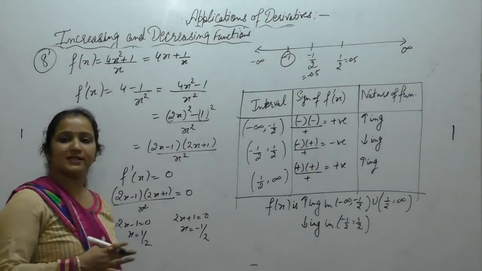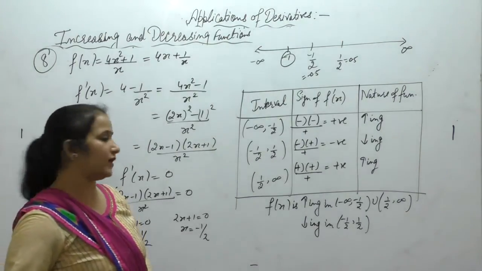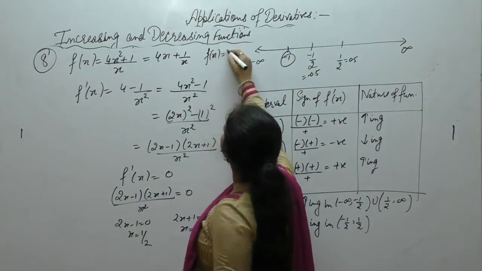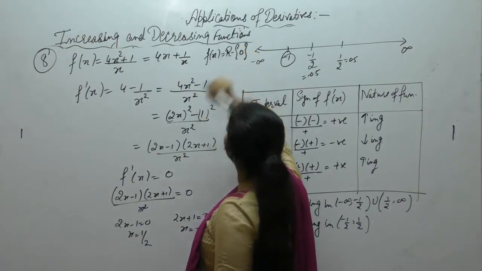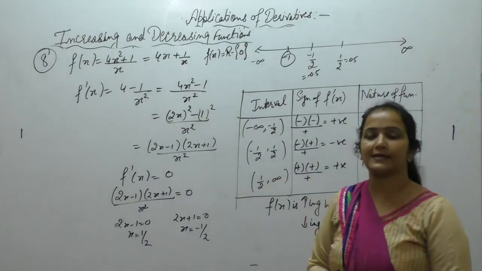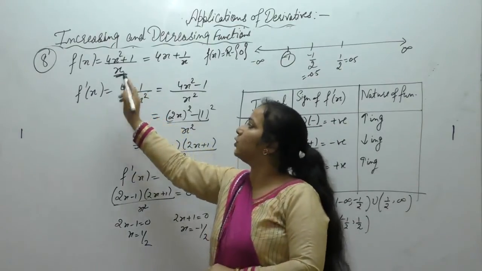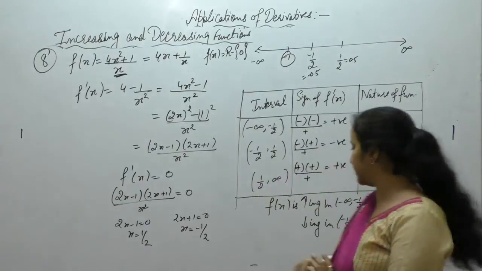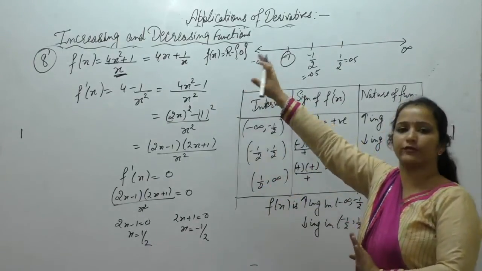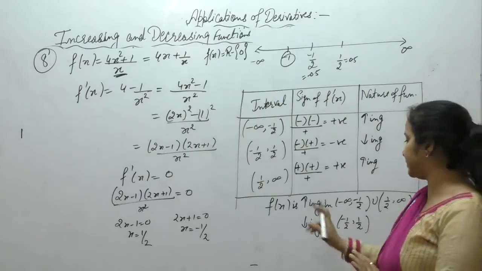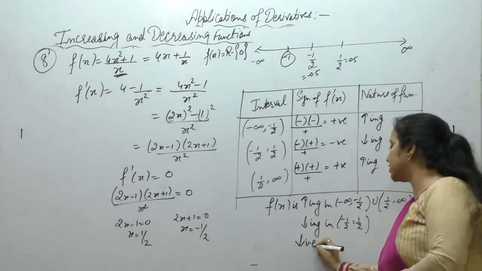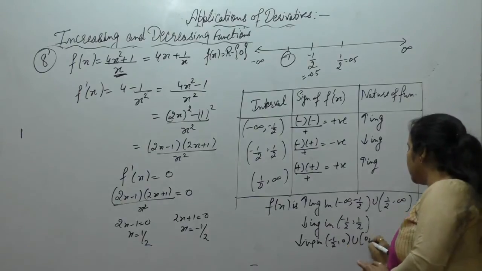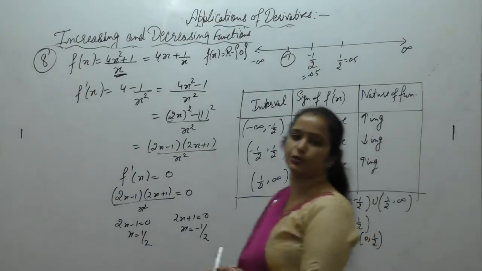Now, a function is decreasing in minus 1 by 2 to 1 by 2. But the domain of the function says that the function exists for every real value except at x equals 0. Because if x is 0, then something upon 0 is infinity, function is not defined. Since the domain of the function is all real numbers except 0, therefore the function is decreasing in minus 1 by 2 to 0 union 0 to 1 by 2.